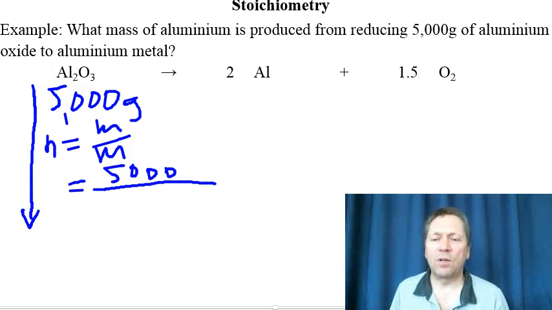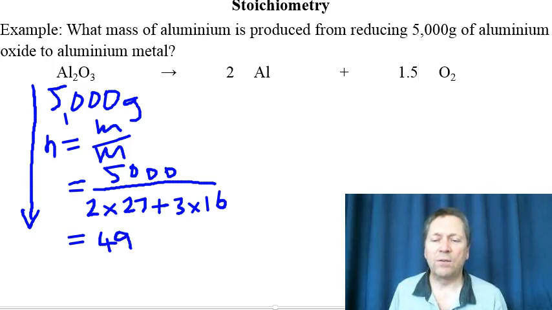mass of aluminium oxide. Well, there's two aluminium atoms in the formula, and they each weigh 27, and there are 3 oxygens, and each of those weighs 16, and that's going to give us a number of 49. Put that in the calculator, you get 49.